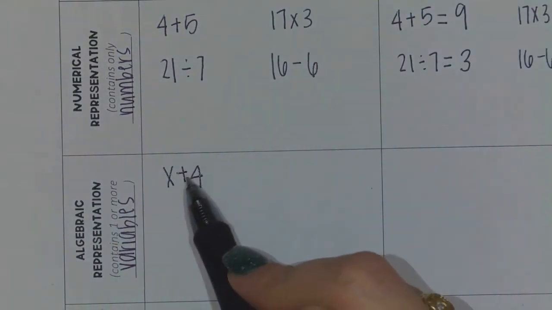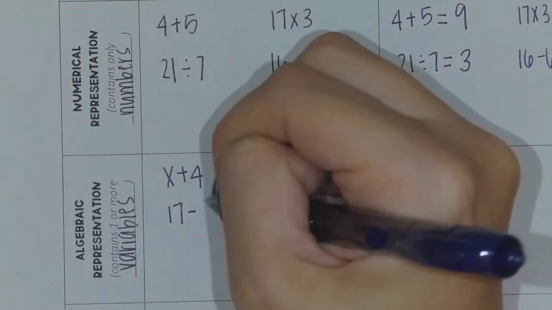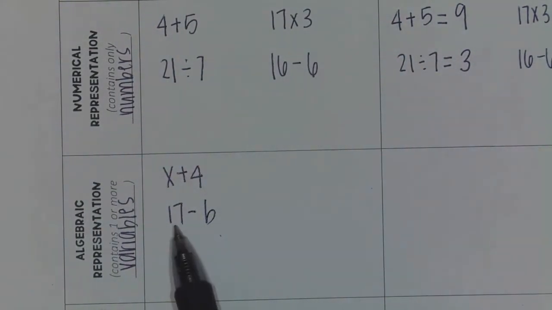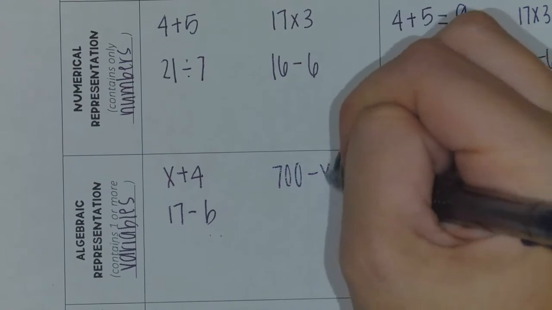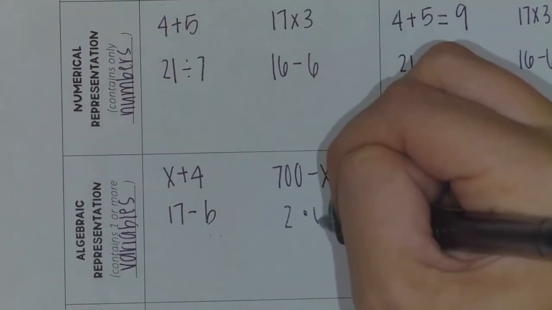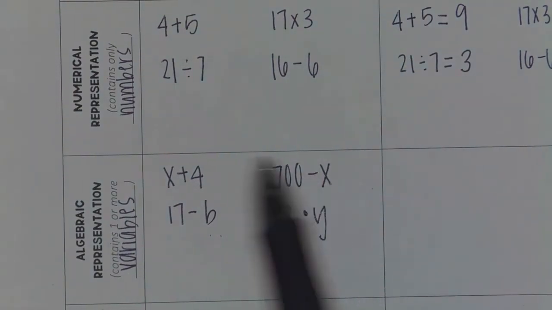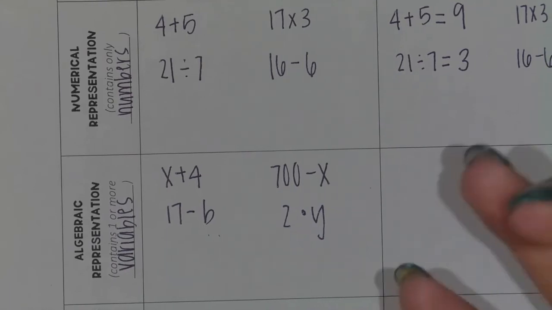I have a variable, an operator, and a number. It could be 17 minus b. Again, a number, an operator, and a variable. It could be 700 minus x, or something like 2 times y. Okay, again, all of these have a letter that is representing an unknown number.